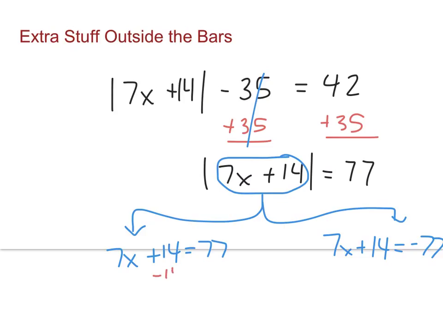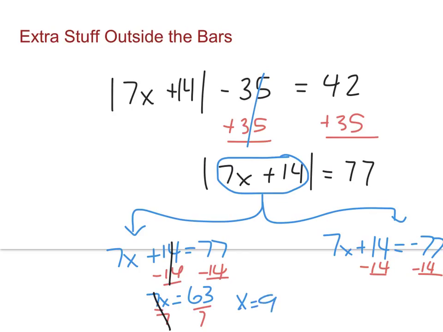Inverse operations, minus 14. I'm just doing it all at once. And that means 7x equals 63. We'll divide by 7. Oh man, I'm off the screen here. What's this? x equals 9?